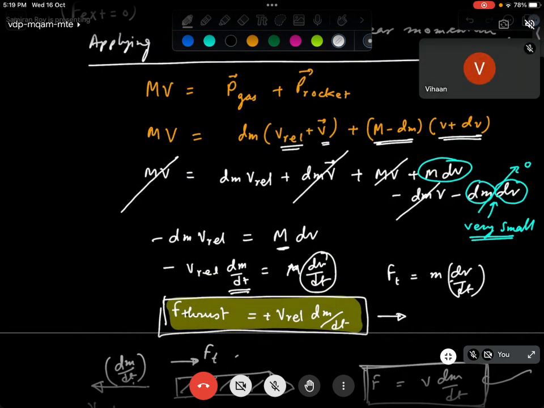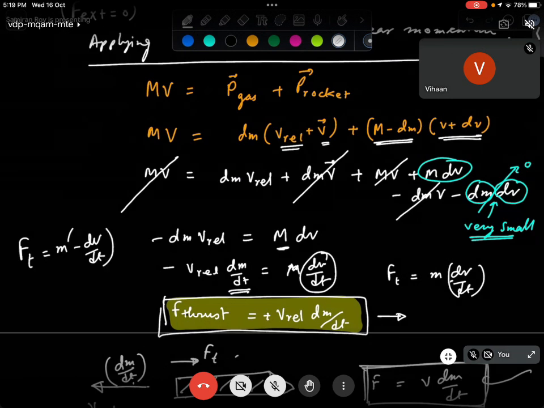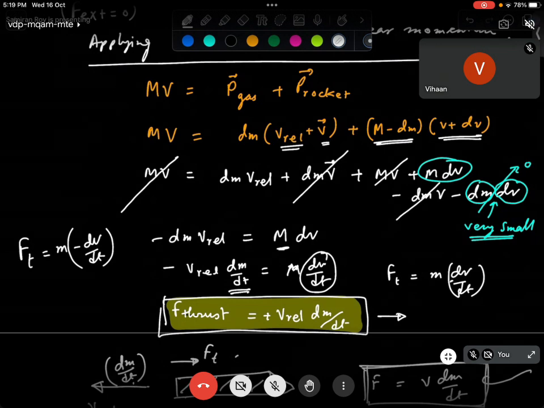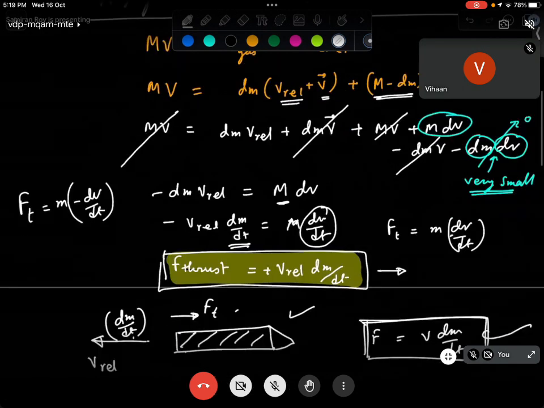I told thrust force Ft equal to m minus of dv by dt. Clear? This is the thrust force, because thrust force will be opposite to dv by dt. Clear? Thrust force will be in the forward direction.